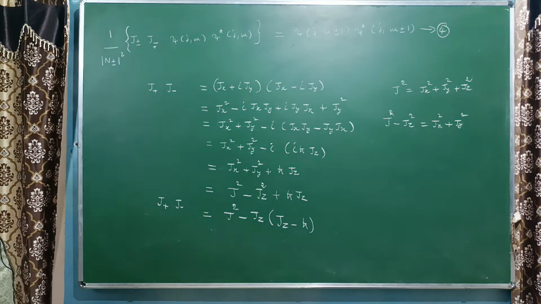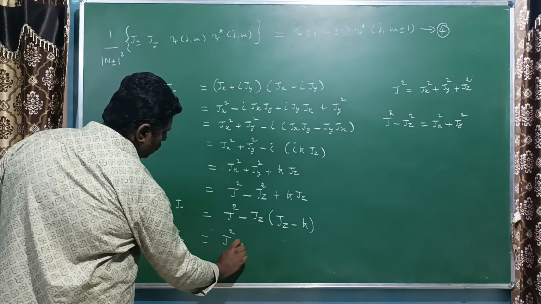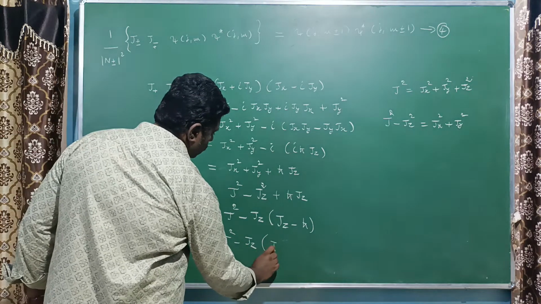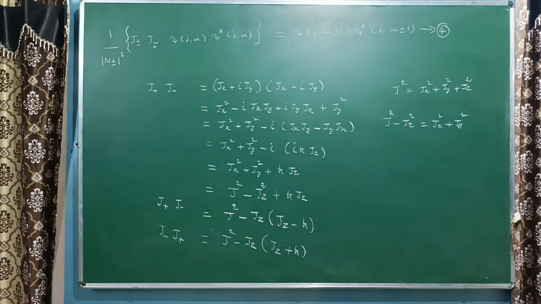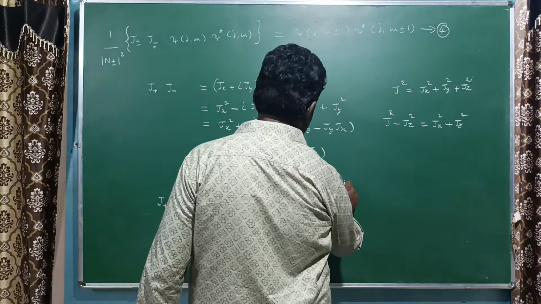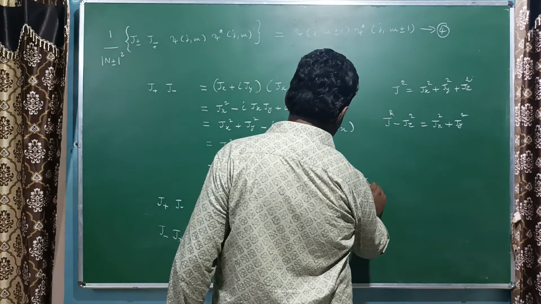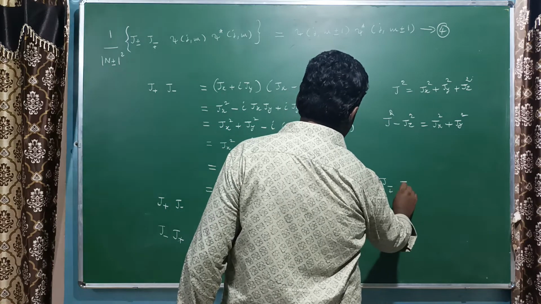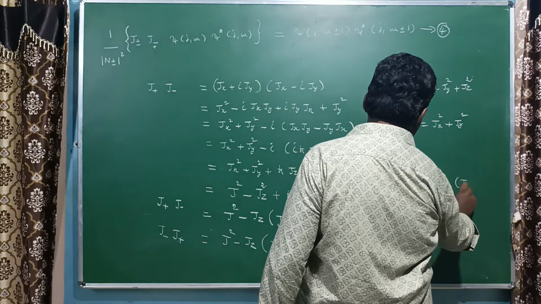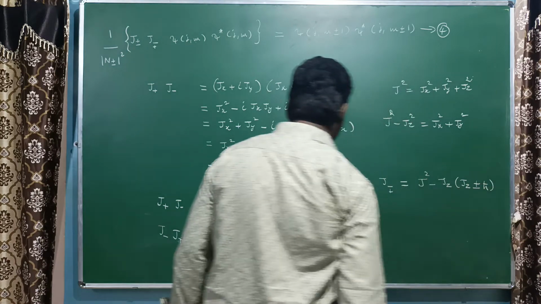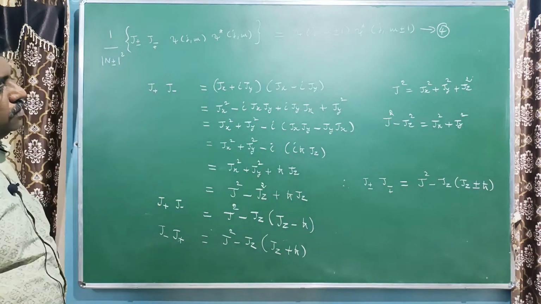Then the value of J minus J plus. Similarly, J minus J plus is equal to J square minus Jz into Jz plus h cross. We can write in this form. Therefore, J plus or minus into J minus or plus is equal to J square minus Jz into Jz plus or minus h cross. This is the value of J plus or minus J minus or plus. This value is J square minus Jz, Jz plus or minus h cross.